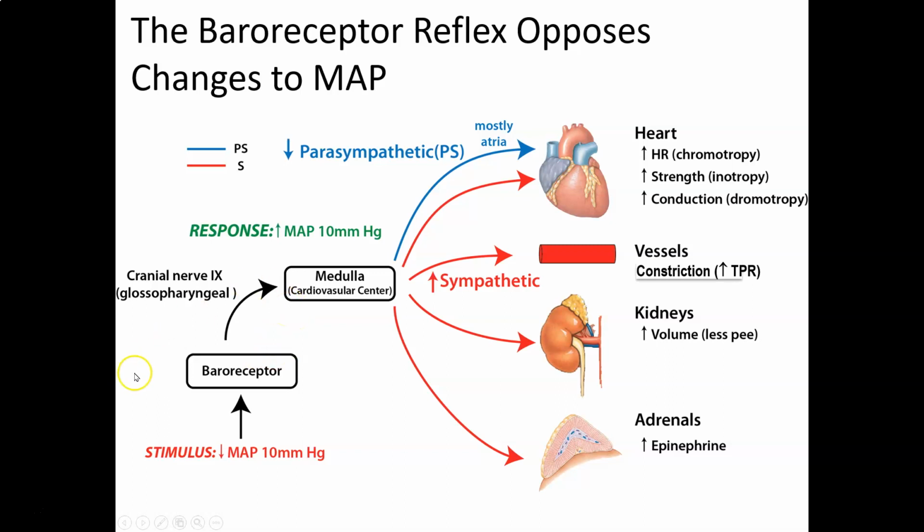If you look at it the other way, if the stimulus is a decrease in mean arterial pressure, the response would be to increase it, and then everything on this side goes up, right? I'm not going to go through it. You can go through it on your own, but it's basically the exact opposite. So remember that the stimulus and the response are going to be opposite.